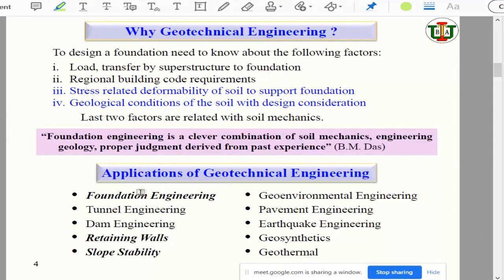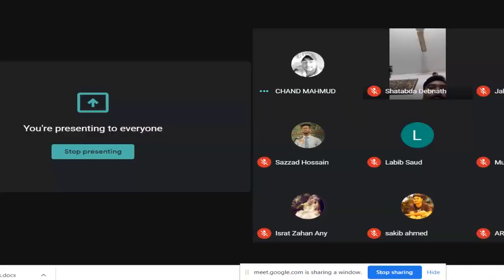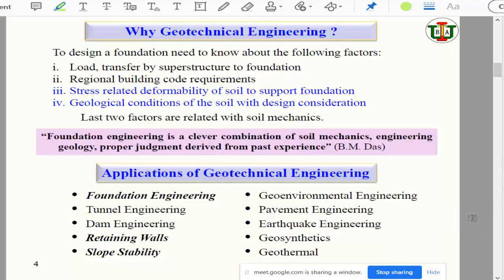Okay, before going to the main discussion, I just want to ask you a very simple question: why does geotechnical engineering need to be studied, or why do you need to study geotechnical engineering? Is there any idea from your side? Though the answer is showing, is there any personal opinion from your side? Try to find out the soil characteristics. Okay, then any more?